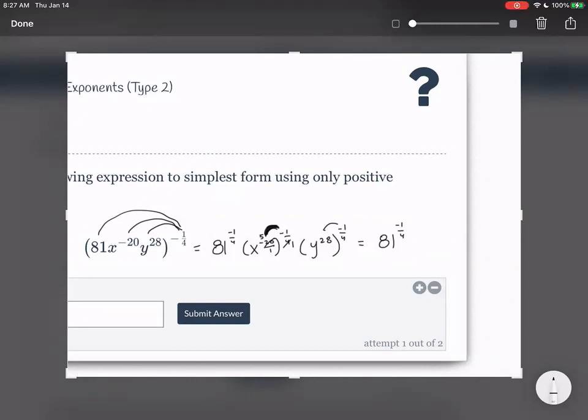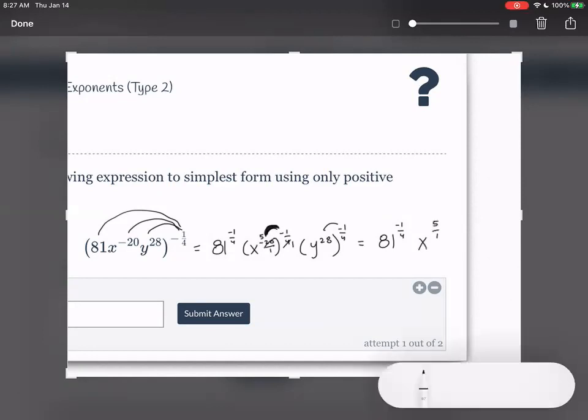So then let's multiply straight across. Negative 5 times negative 1 gives us positive 5. 1 times 1 on the bottom gives us 1. So this is x to the power of 5 over 1. However, you don't have to write that it's over 1. You can just write x to the power of 5.